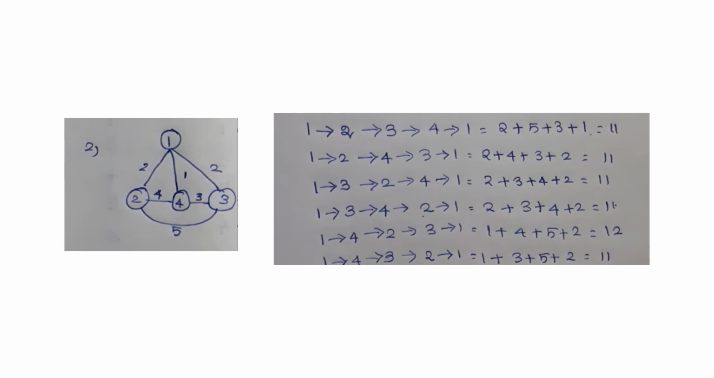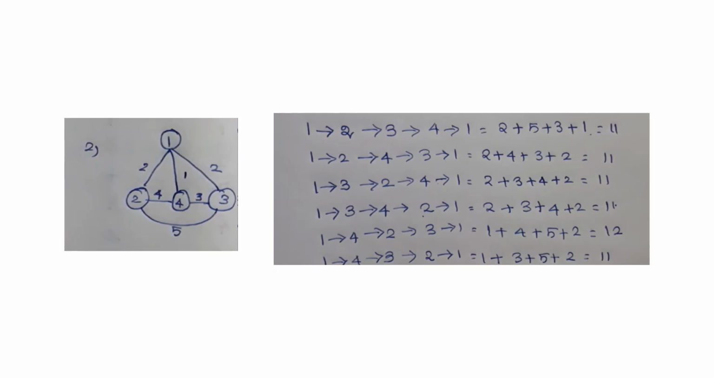Okay, the next combination is 1 to 3. So 1 to 3 has value 2, and then 3 to 2 as 3, and then 2 to 4 as 4, and then 4 to 1 as 2. Okay, so what is the value? 2 plus 3 plus 4 plus 2 equals 11. The next combination is 1 to 3 as 2, and then 3 to 4 as 3, and then 4 to 2 as 4, and then 2 to 1 as 2. So we got 11 as the path cost.